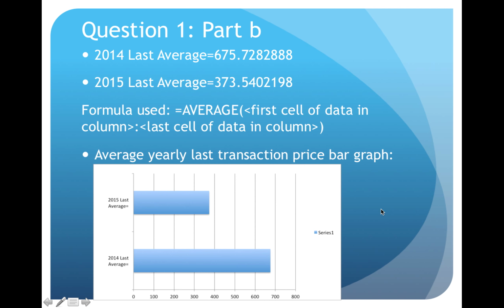And for part B, we were told to construct a bar graph that presents our 2015 last average and the 2014 last average. But before we constructed that, we had to calculate the 2014 last average and the 2015 last average using this formula, the average, first cell data in column to the last cell data in column. And as you can see in the bar graph, the 2014 last average is twice of 2015 last average.